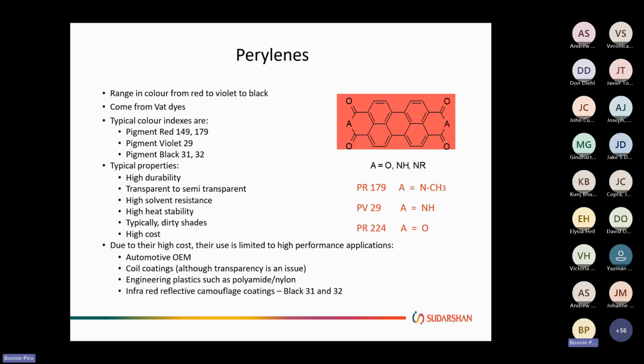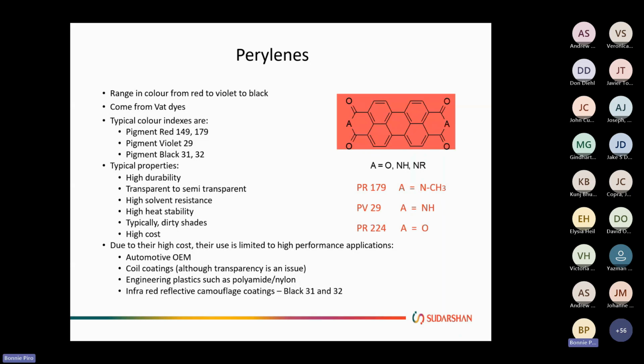They're primarily more transparent in nature, and they do have a very high heat stability as well. So they do tend to show up again in those higher performance applications like automotive. Coil coatings is another area because of the higher temperatures that are required for that type of application area. Engineering plastics is another plastics area where the high performance of these particular pigments do very well.